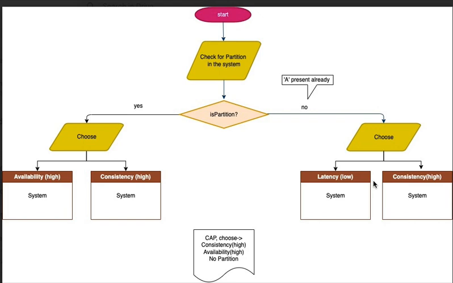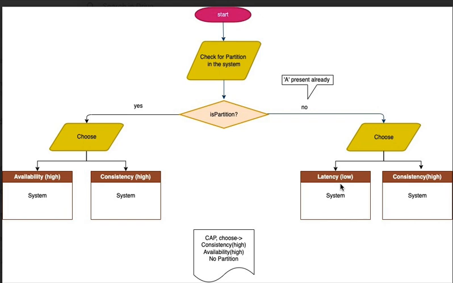Let's see some examples. MongoDB, right? How does MongoDB architecturally behave? During a partition, MongoDB chooses availability over consistency. But in normal operation, which is the right side of this flowchart, it chooses consistency over latency. So this is how MongoDB behaves.